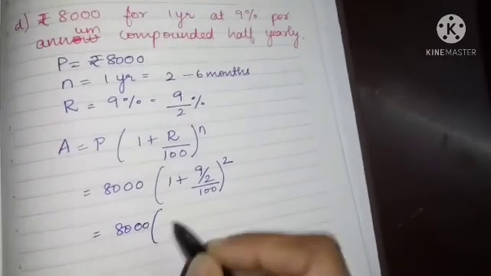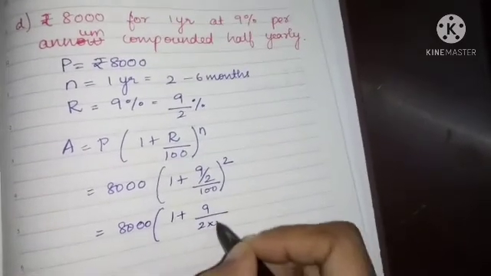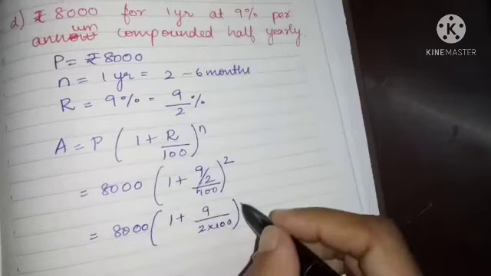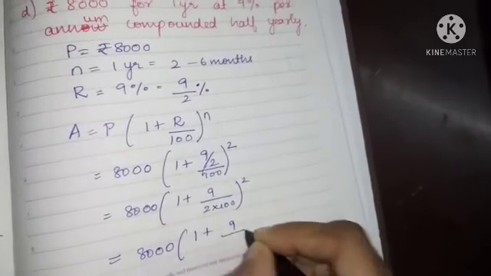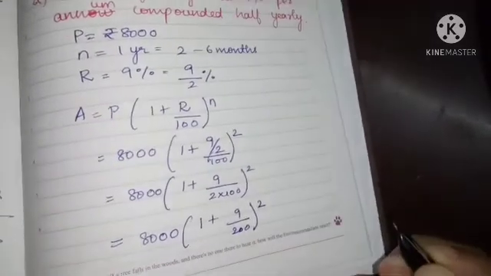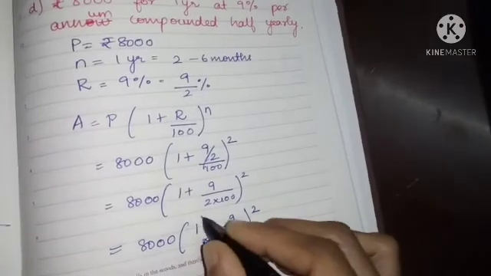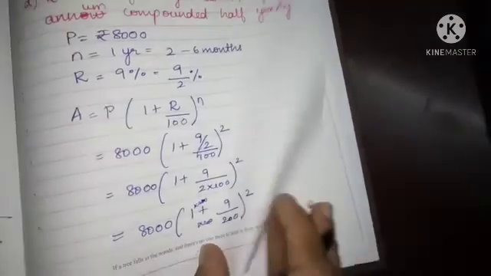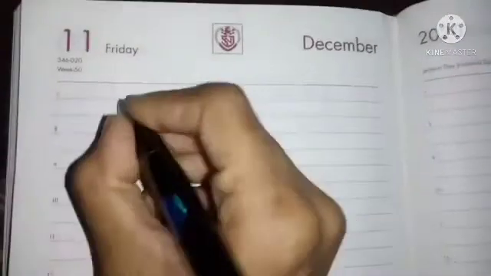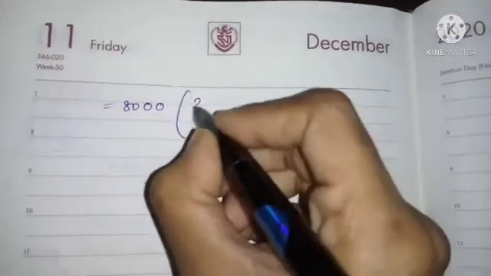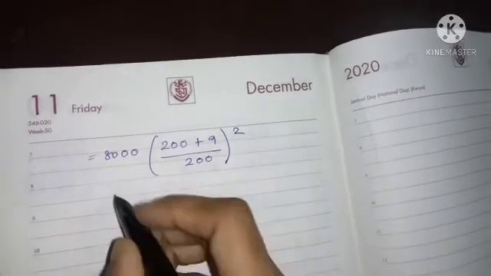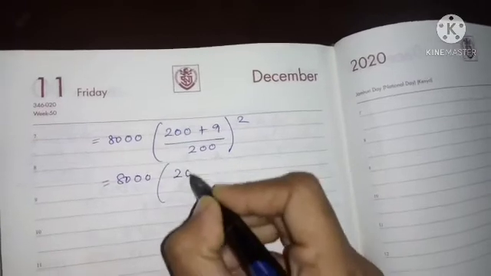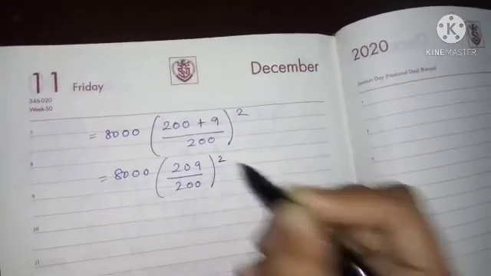Now 8,000 into 1 plus 9 by 2 into 100. This 2 will go to the denominator, the whole square. So 8000 into 1 plus 9 by 200, the whole square. Now take LCM into 200 into 200. So 8000 into 200 plus 9 by 200, the whole square. 8000 into 209 by 200, the whole square.